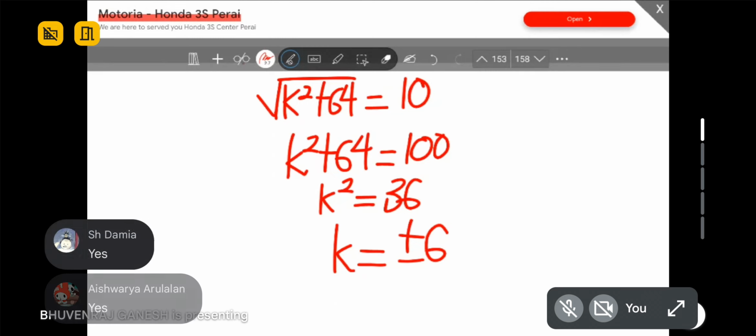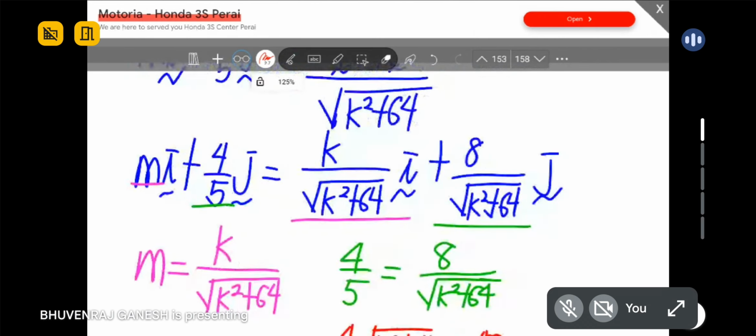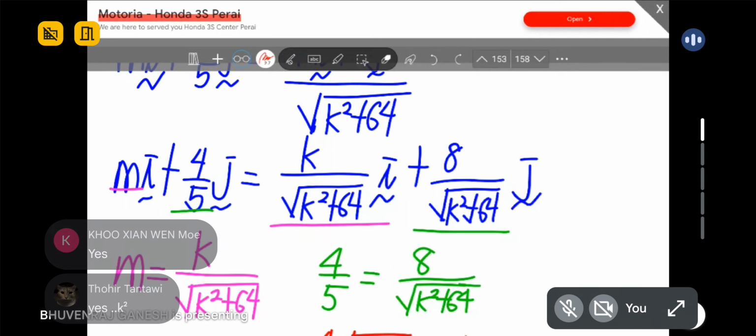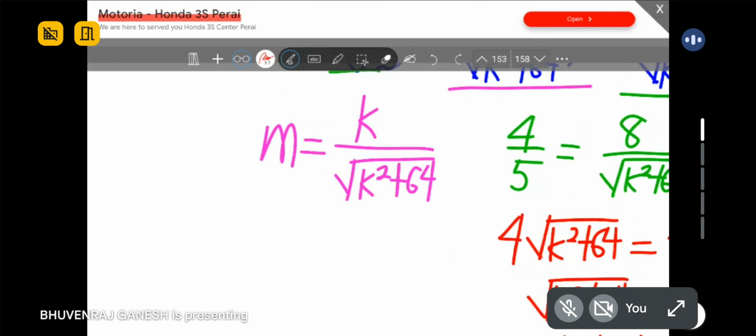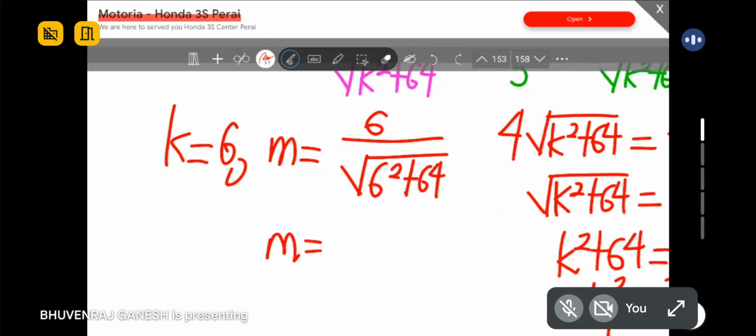What do you guys think? Yes. Why accept both? Again, it's the same reason, because it's magnitude, guys. Because k square, 6 square or negative 6 square also is 36. Yes, very good. So now you guys can substitute your answer over here. So when your k value is 6, you will get m equal to 6 over square root of 6 square plus 64. So your answer will get m is equal to how much? You will get 3 over 5. Correct? So this is your first case.